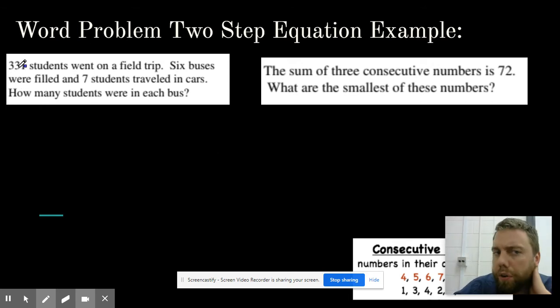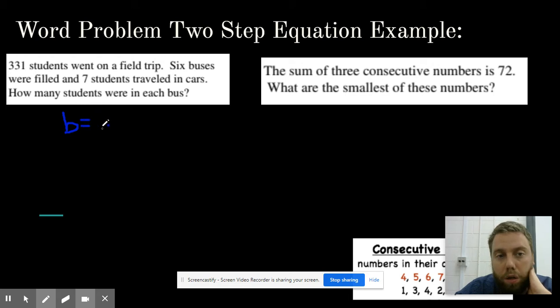So there's 331 students total that went on a field trip. Let's say they went to the museum or the aquarium. And there were 6 buses filled with students, and 7 students traveled in cars. How many students were in each bus? Well, first we need to define a variable.